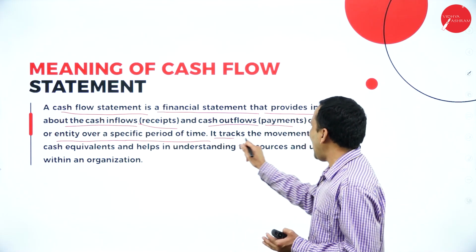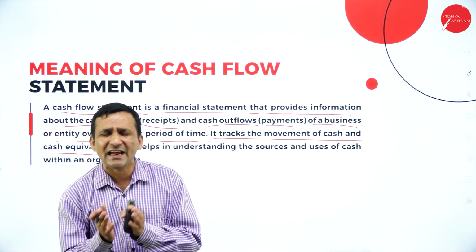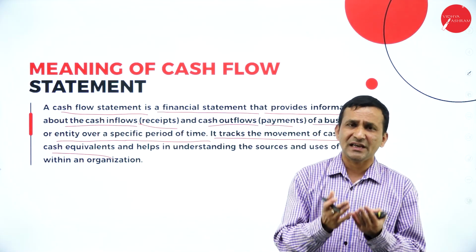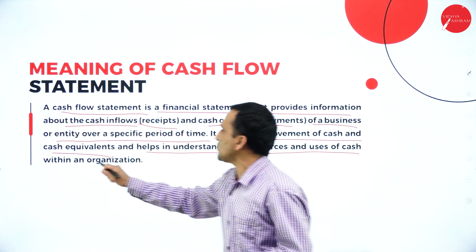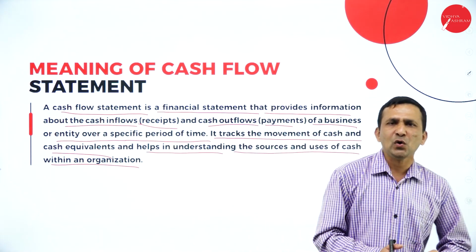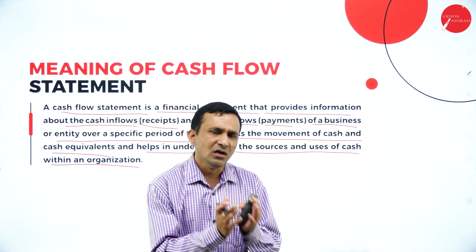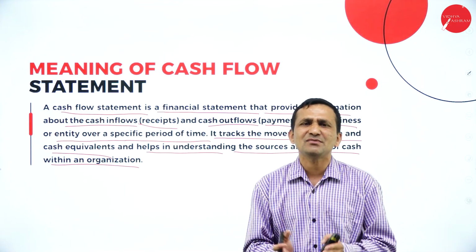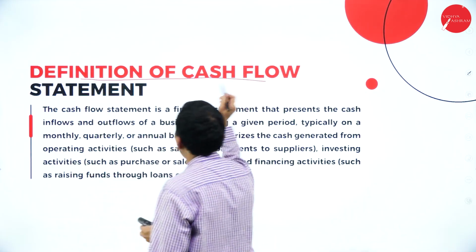So it tracks the movement of cash and cash equivalents. As I told, examples of cash equivalents are cash at bank or marketable securities, which you can easily sell to get cash. It helps in understanding the source and use of cash within an organization, because cash plays a very important role in day-to-day activity. Short-term and long-term receipts go to the fund flow. There are three types of natures we are identifying. In the coming slides you will get more clarity about the definition of cash flow statement.